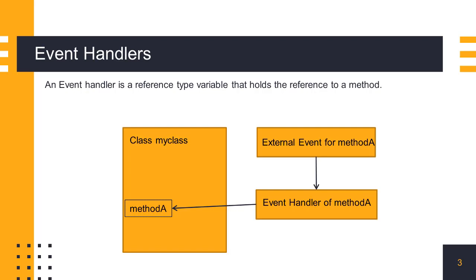Here in the example, we define a method A in the class called myClass. This method should respond to an external event. So we define an event handler and pass the reference of method A to it. When the event is fired, the event handler responds to this event and calls method A. In this way, the event is processed by the method A function.